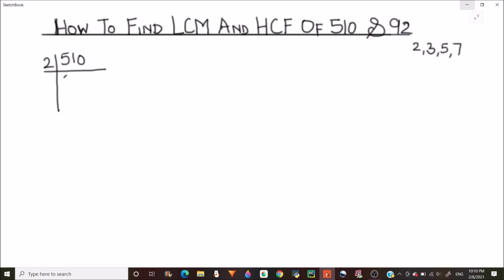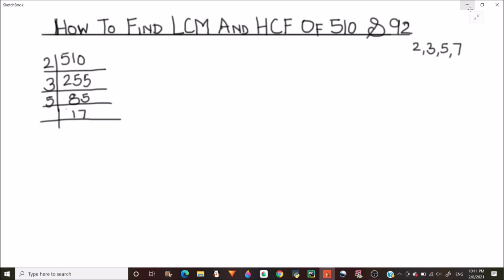So 2 times 2 is 4, and 2 times 5 is 10. Now we see that this is an odd number and it is divisible by 3. So we are going to take 3 as the prime divisor and we'll divide this number. So 3 times 8 is 24 and 3 times 5 is 15. 85 is not divisible by 3. So we are going to take the next prime number, which is 5. So 5 times 1 is 5 and 5 times 7 is 35.